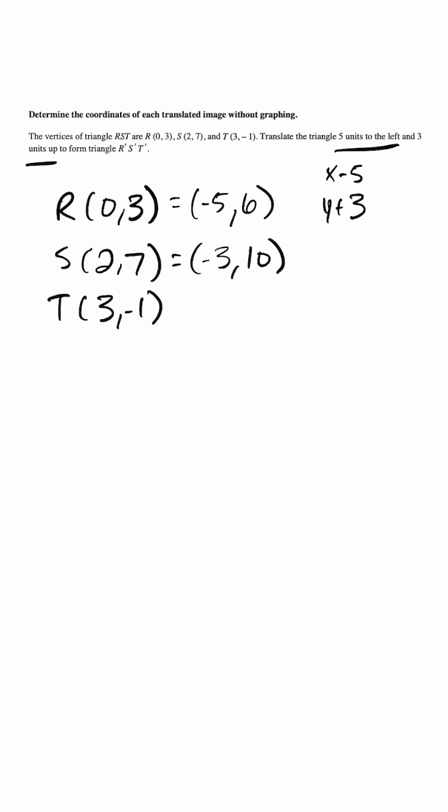And then for T, we would do the same thing. So 3 - 5 is -2, and -1 + 3 is 2. So the new coordinates for triangle R'S'T' would be (-5, 6), (-3, 10), and (-2, 2).